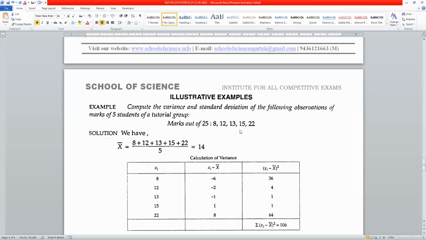What will you do? You will find the mean. How will you find the mean? You will add 8 plus 12 plus 13 plus 15 plus 22, divided by 5. You got 14. Then what should you do?